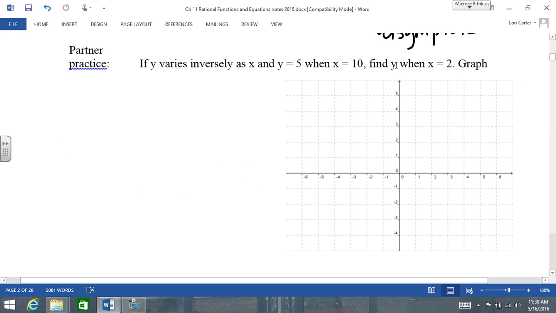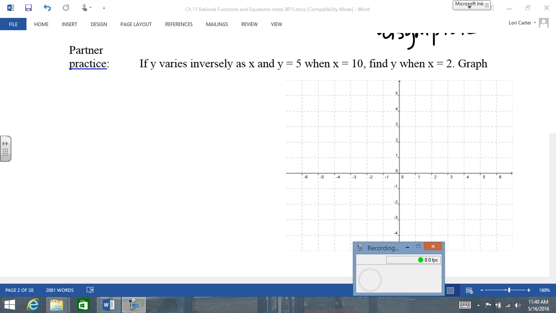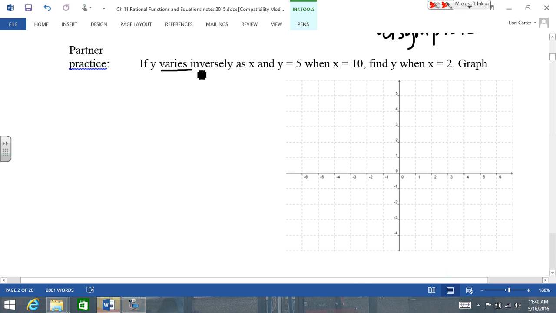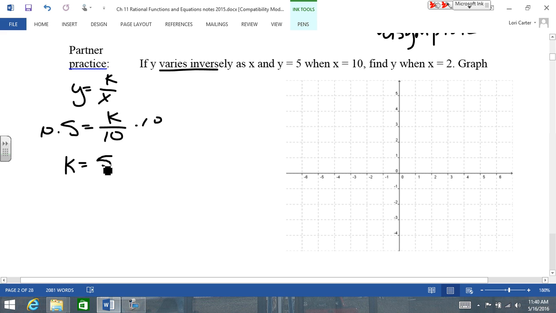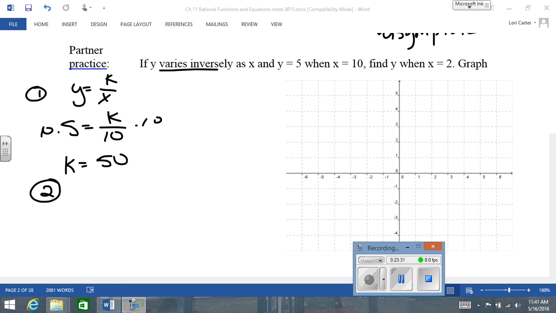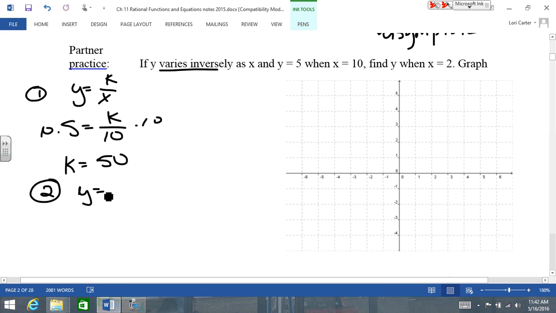Let's get these graphs and see if you can figure them out. It looks like you said varies inversely. You put y equals k over x, plugged in your y and your x, multiplied by 10, and k equals 50. Step 1 was good. Now you're on to step 2, and then you have to graph. What is your equation? Y equals 50 over x.